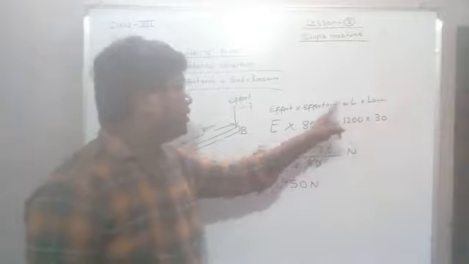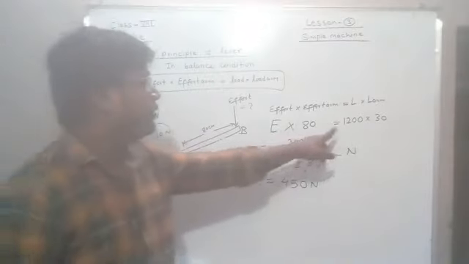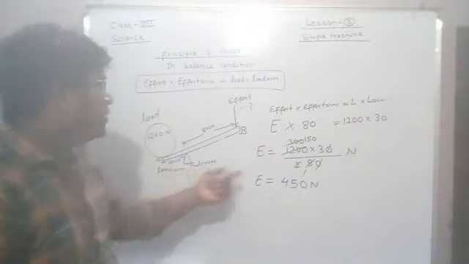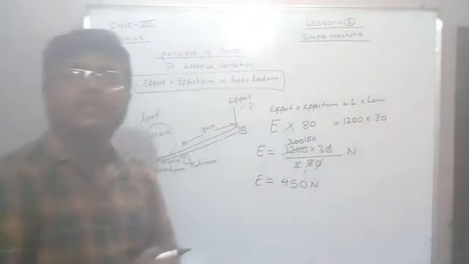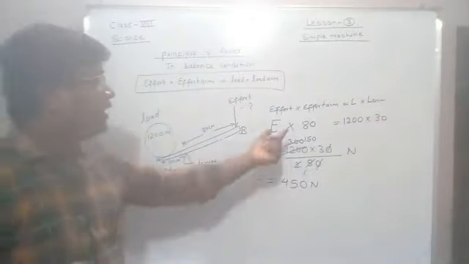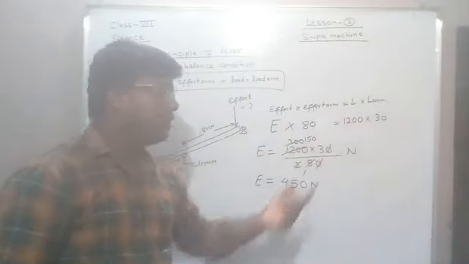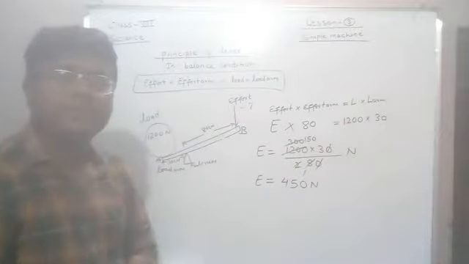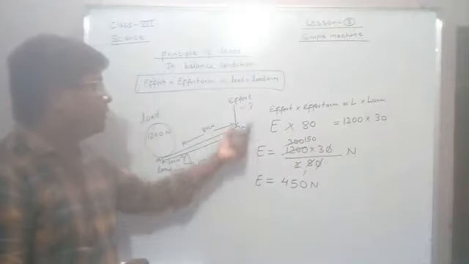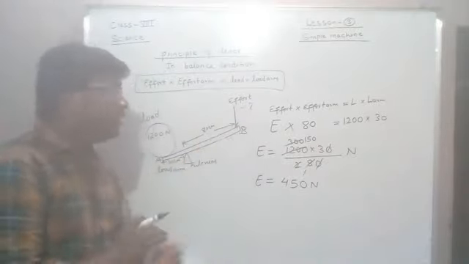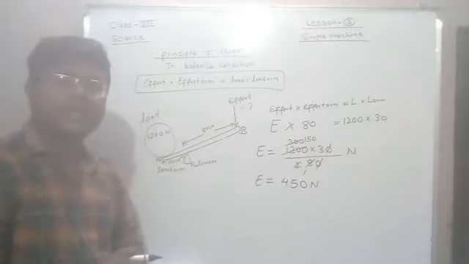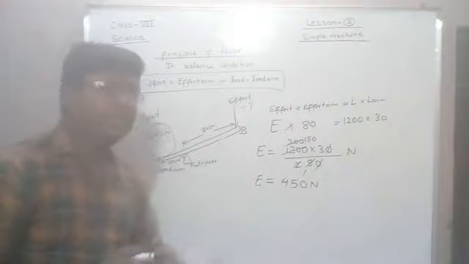Okay, the load is 1200 Newton, so I have used 1200 Newton here. Similarly, the load arm is 30 centimeter, so I have used 30 here. Here 8 is multiplying, so transferring it to the right-hand side, it will divide. Just do cancellation and divide, and you will get 450 Newton. So the effort needed to lift this 1200 Newton load is 450 Newton.